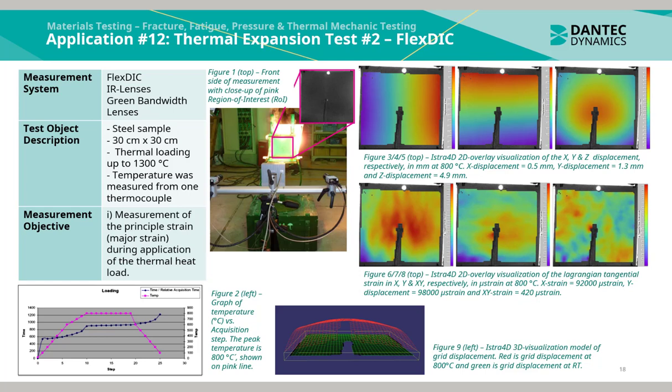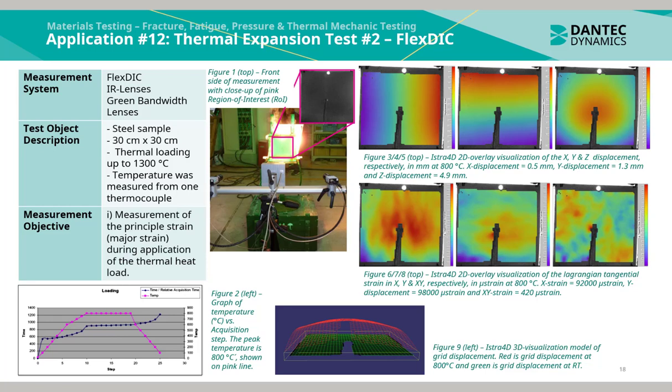Figures 3 to 5 show an ISTRA 4D 2D overlay visualization of the X, Y and Z displacement respectively in millimeters at 800 degrees Celsius. Figures 6, 7 and 8 show an ISTRA 4D 2D overlay visualization of the Lagrangian tangential strain in X, Y and XY respectively. Figure 9, shown to the left, is the ISTRA 4D 3D visualization model of the grid displacement.